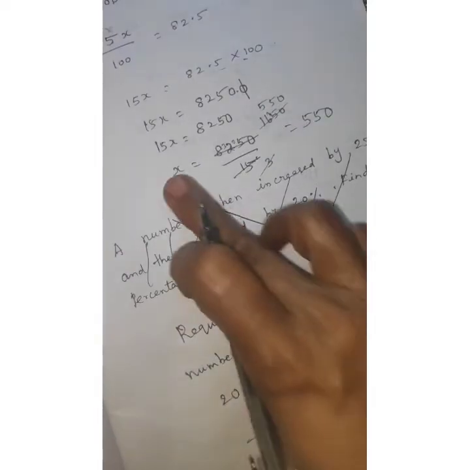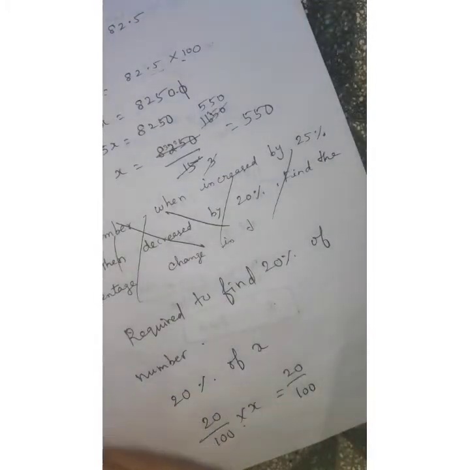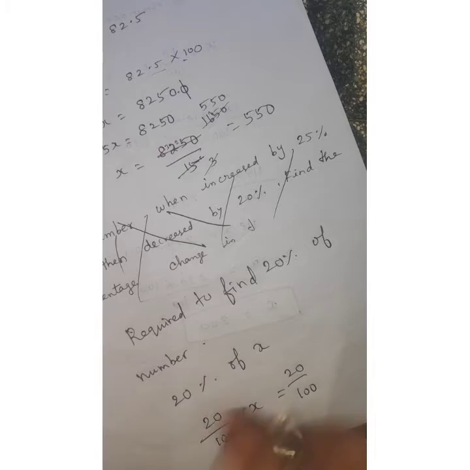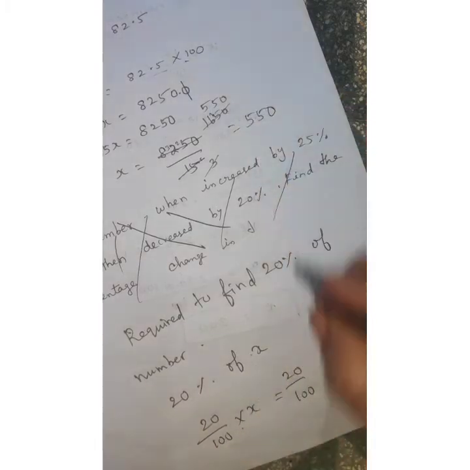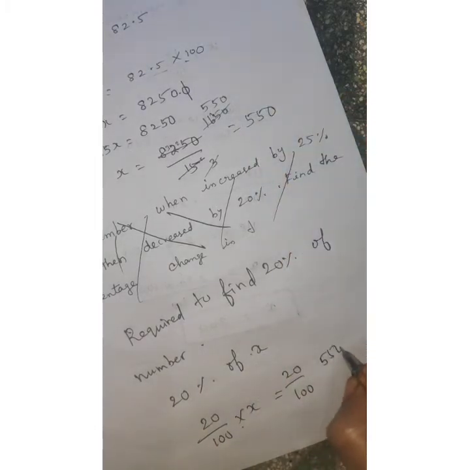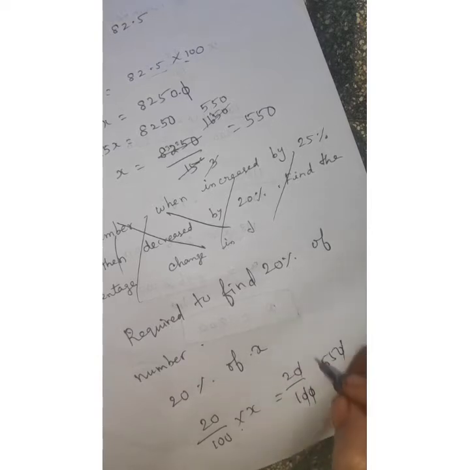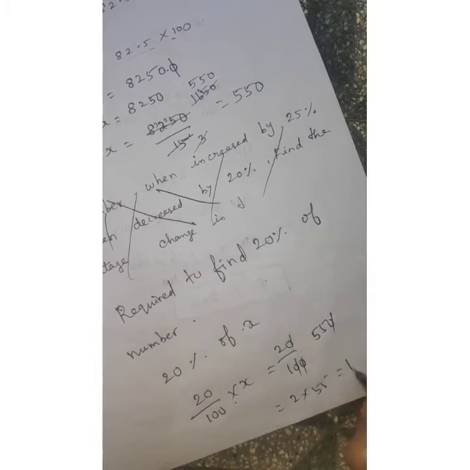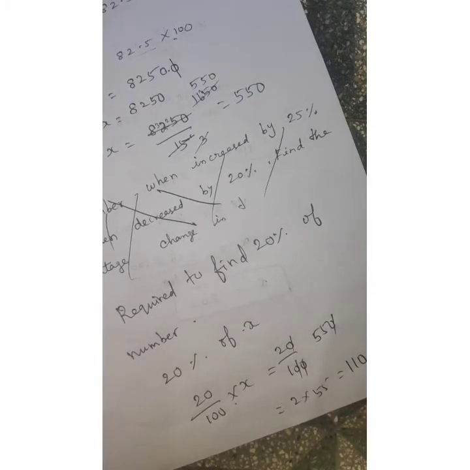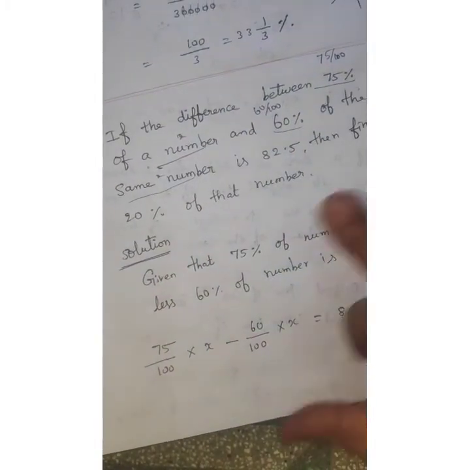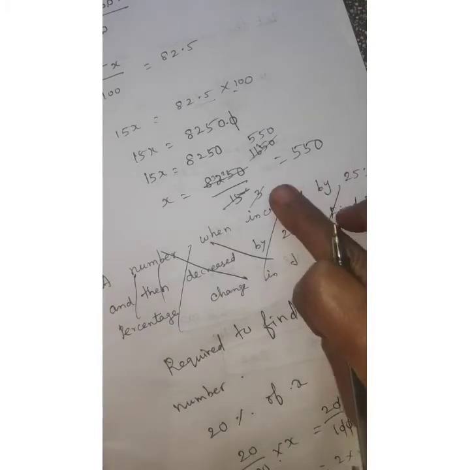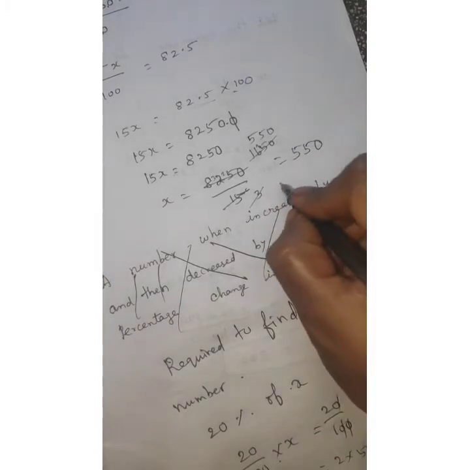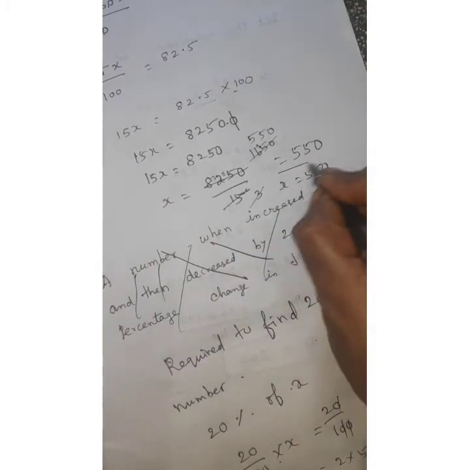What is the answer for x here? 550. X for what is the answer? 550 is the answer. So now x, you substitute that value equal to 550. Remaining zeros. 2 into 55 equal to 110 is the answer. Now to find that answer, x value equal to what is the value? X equal to 550.